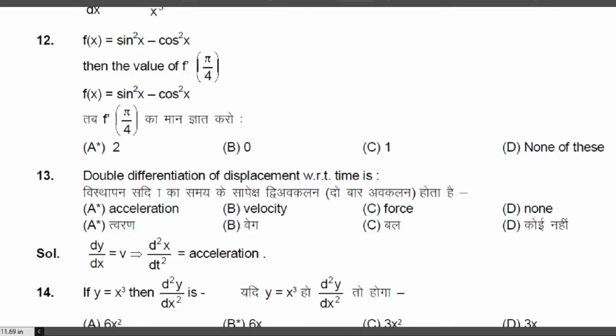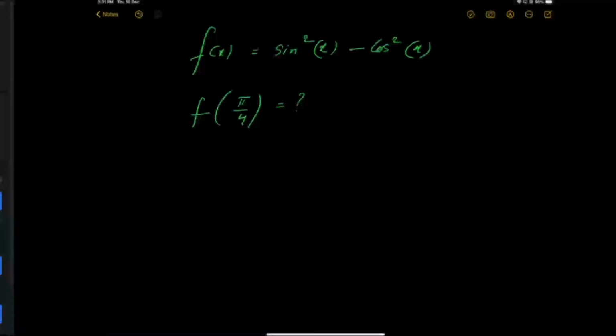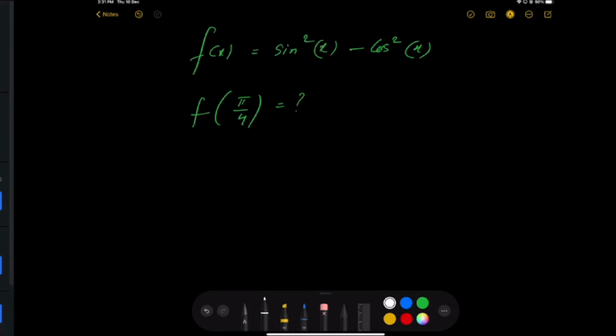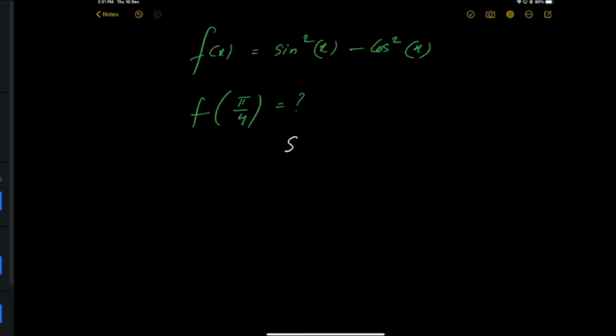If f of x is sine square x minus cos square x, what is f of pi by 4 equal to? That's the question, right? So you can do it directly. You can just substitute pi by 4 and you'll get the answer. So it's sine square pi by 4 minus cos square pi by 4, which is what?